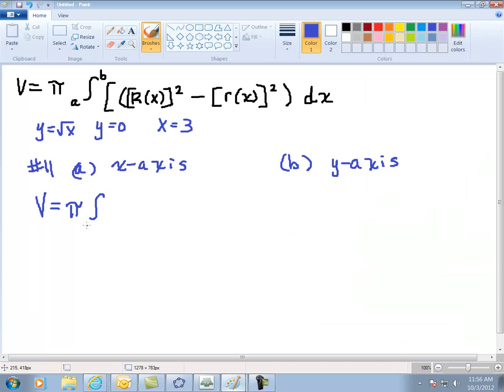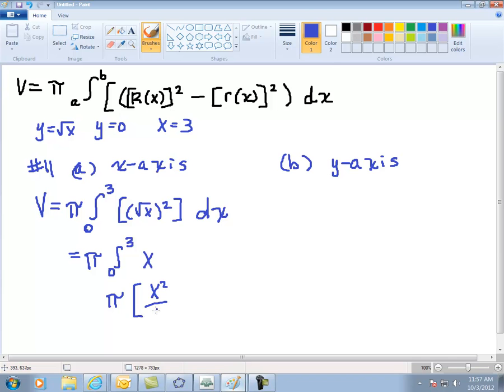So I'm going to integrate from 0 to 3, and then my outer radius, which we determined would be the square root of x, squared. So I get pi times the integral from 0 to 3. Square root of x squared is just x. I forgot my dx. Let's integrate that. I get pi times x squared over 2, evaluated at 3 and 0. Plugging in 0, I'd get 0, so I only have to worry about plugging in 3, which gives pi times 9 over 2.